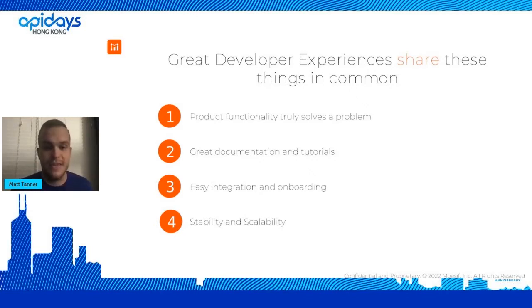And then we have easy integration and onboarding. So we can write and we can solve as many problems as we want, but if it's really hard to use our product, that's going to be very tough for us. Now, the last one, which is one that we might not think of in terms of developer experience, but is very crucial, is stability and scalability. So you imagine you've solved the problem, you've got great documentation and tutorials, you've got easy integration and onboarding, but you have zero stability and you can't scale that product or that API, that's going to heavily impact the enjoyment of that developer. So the developer experience is going to go down.